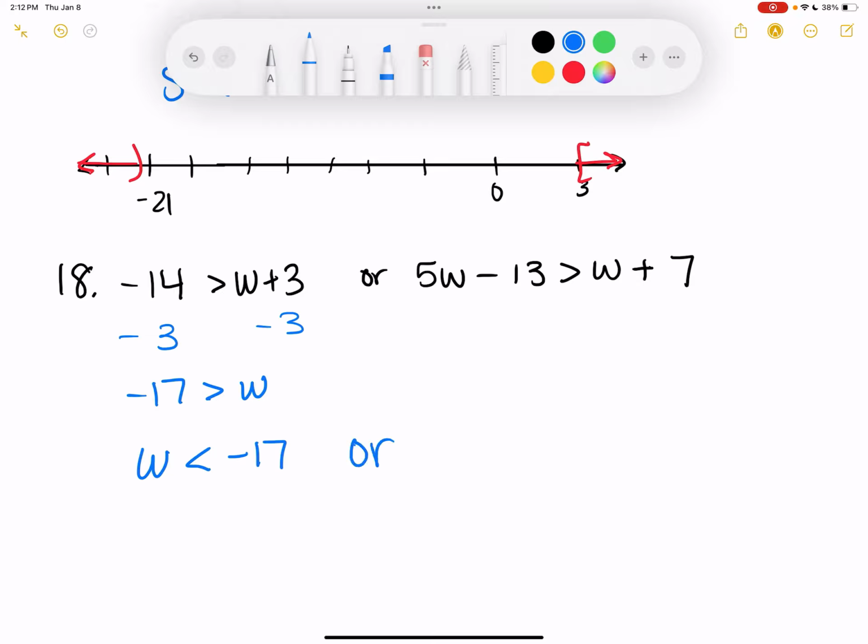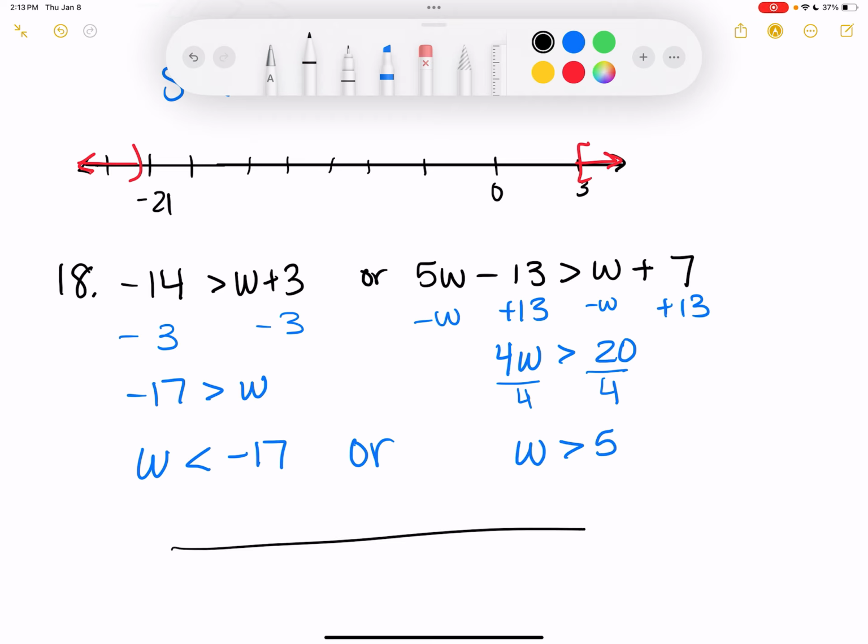So I want to do it a weird way. I'm going to add the 13 to the right side, so that would be 20, and then I'm going to subtract the W from the right side to the left side, so that would be negative 4W. Oh yeah, that's what I meant. And then you're going to divide by 4, and W is greater than 5. And then you're going to do a number line. I'm going to be nice and make 3 points: one that says negative 17, one that says 0, and another that says 5. And then boom, you have your line.